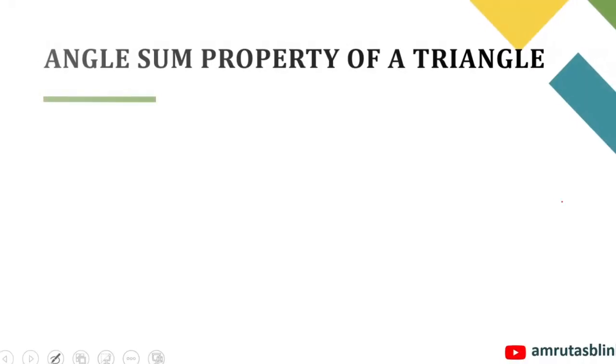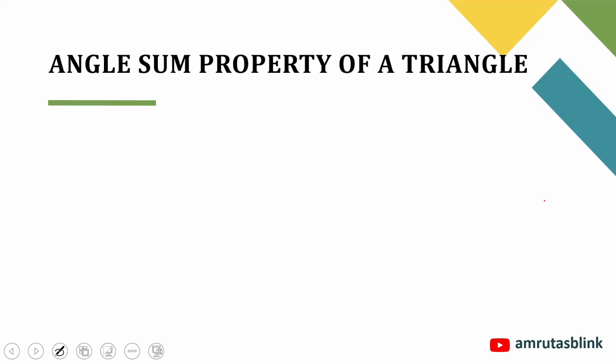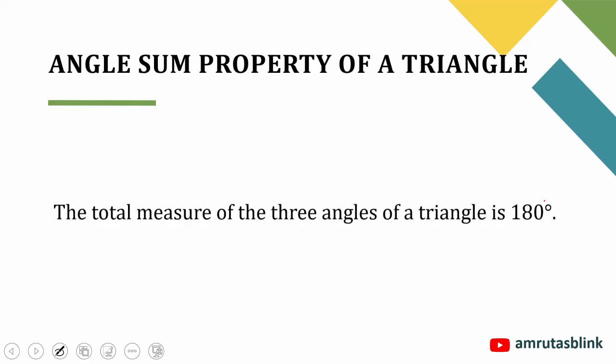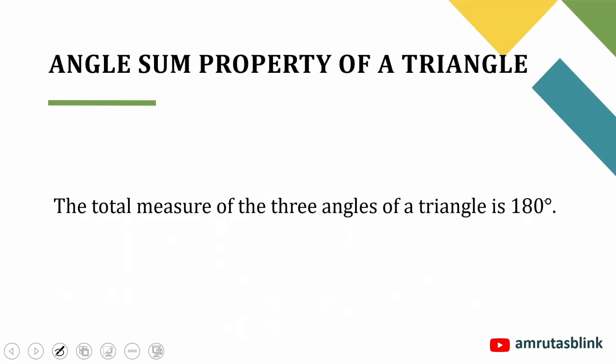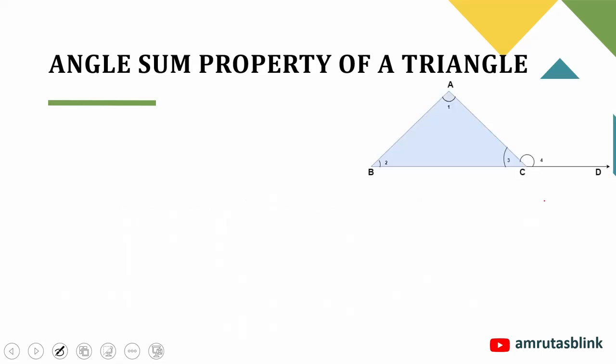Angle sum property of a triangle. Now we have seen the exterior angle property of the triangle. Now we will see the angle sum property of a triangle. The total measure of the three angles of a triangle is 180 degrees. In any triangle, the summation of all the angles of the triangle is always equal to 180 degrees. Angle sum property of a triangle.